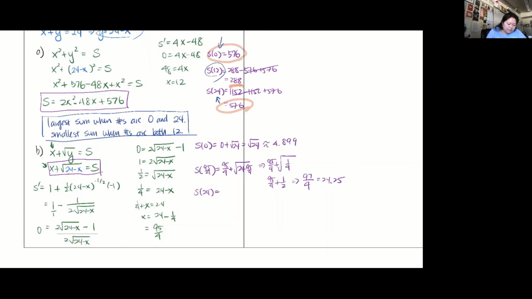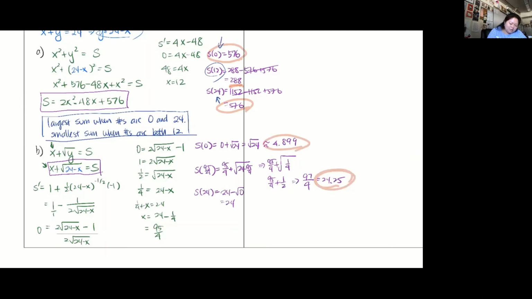All right, lastly, plug in my other endpoint, plug in 24. I get 24 minus root 0. I get 24. Okay, so now it should be pretty obvious that I have my minimum here. This is the smallest number. This, shockingly, is the biggest number because it's bigger than 24.